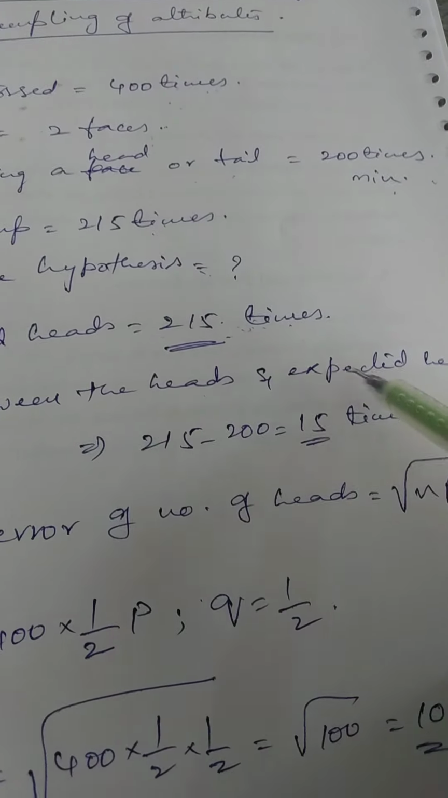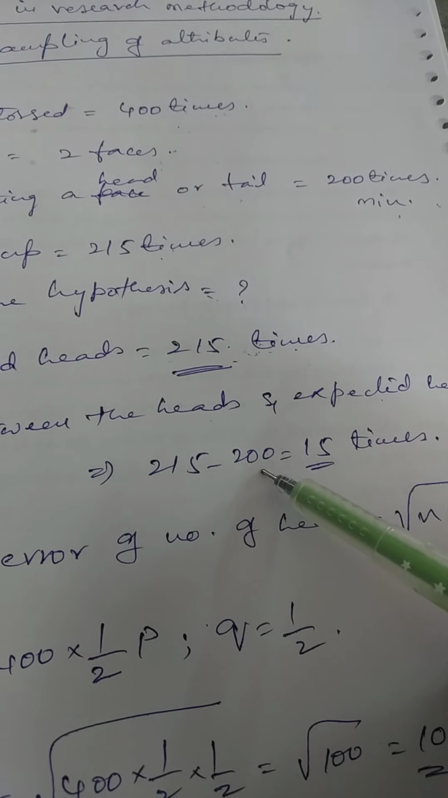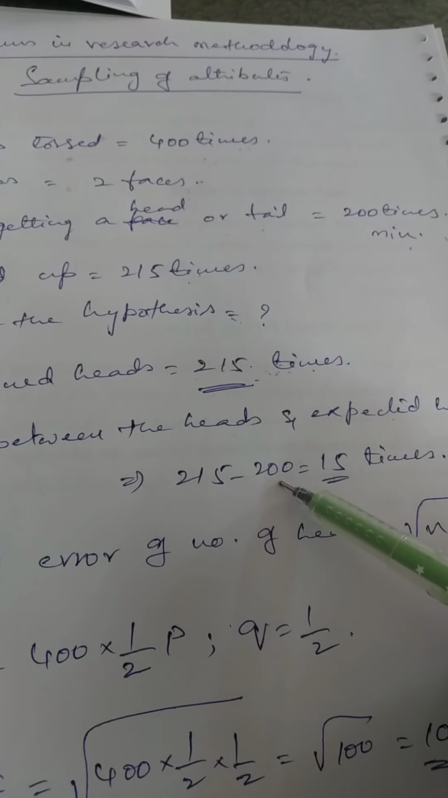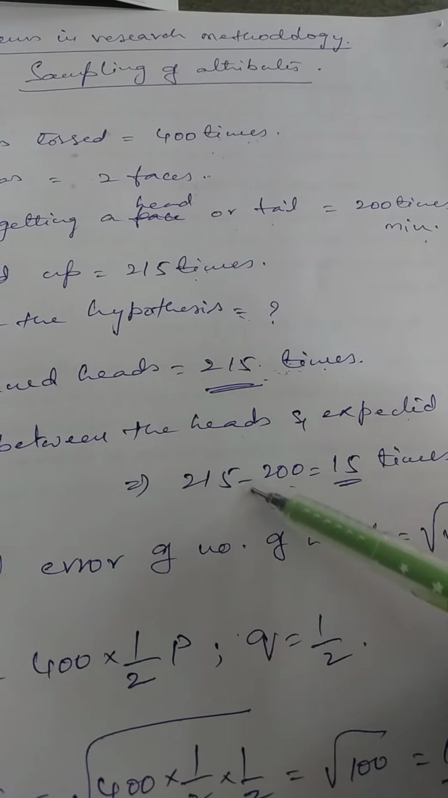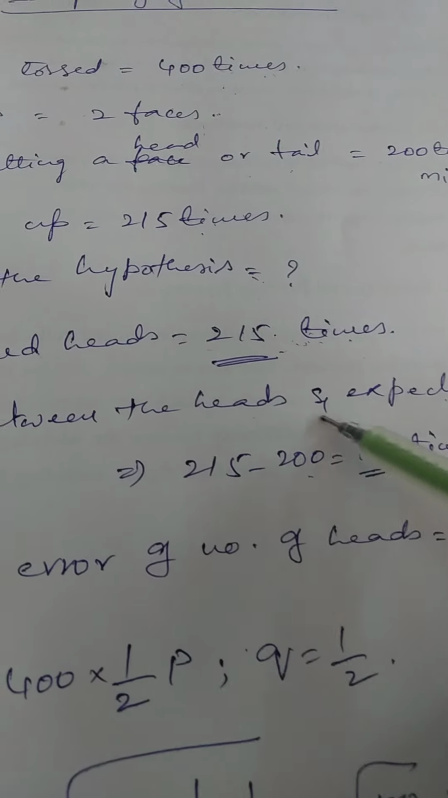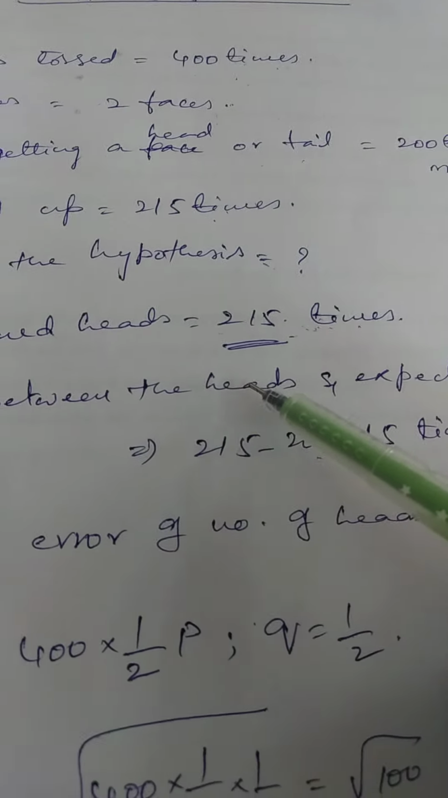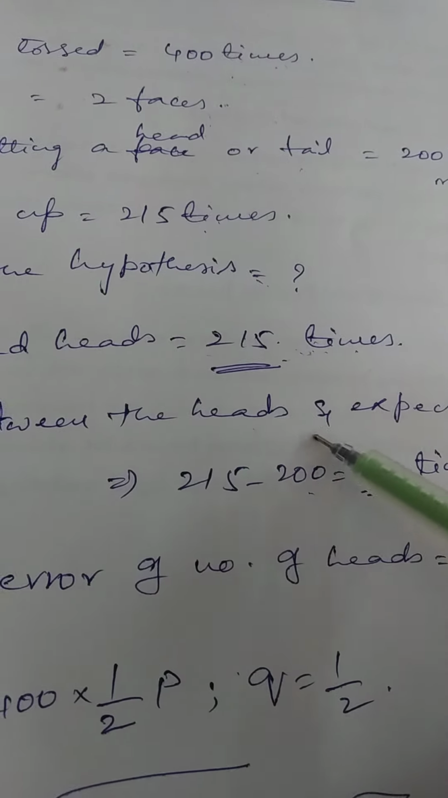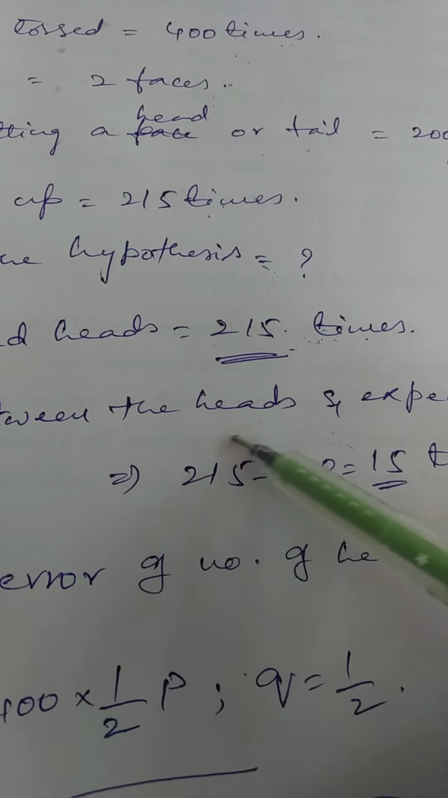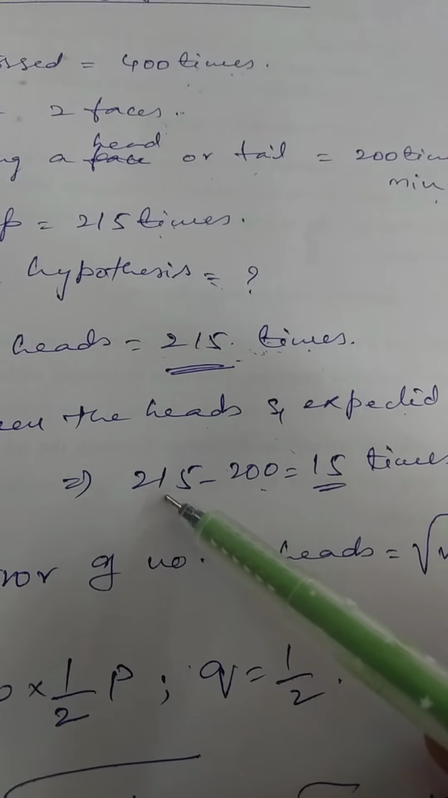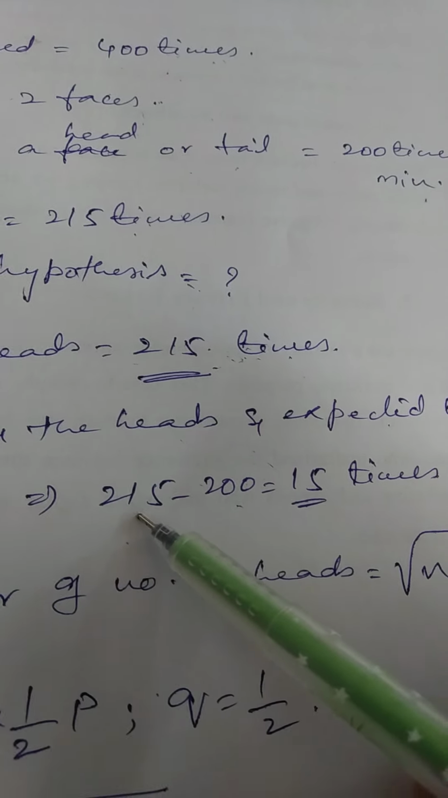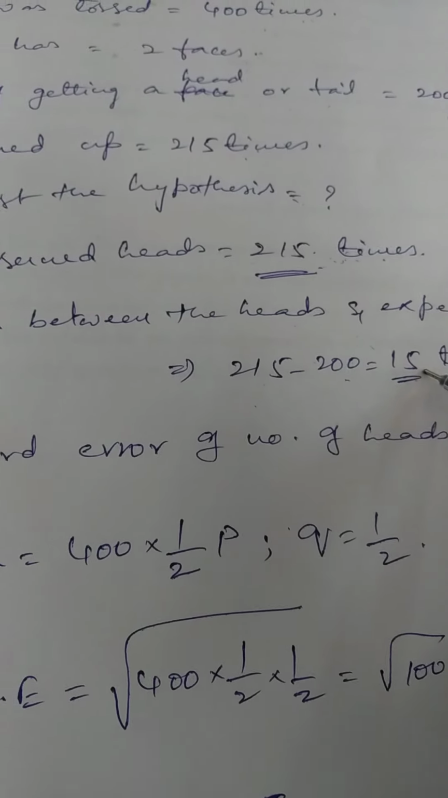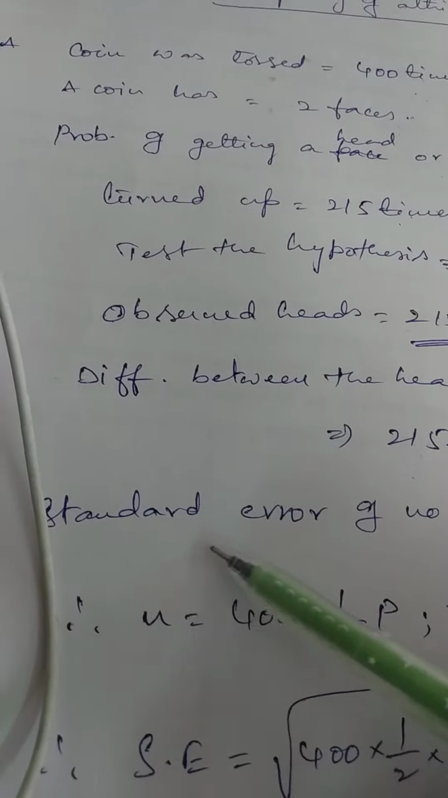Actually, when you toss a coin 400 times, because two faces will be there for a coin, minimum you are supposed to get 200 times a head or a tail. But as per their observations, expected is 200 times, and they got head 215 times. So the difference between the expected result and the observed result is 15, they got 15 extra. Now, before calculating the test of hypothesis, first of all, we are supposed to know about standard error.